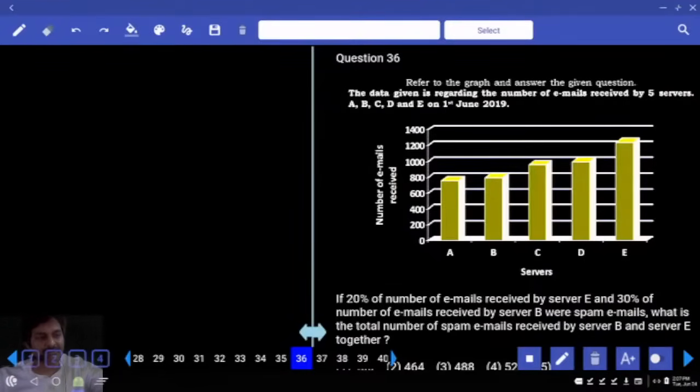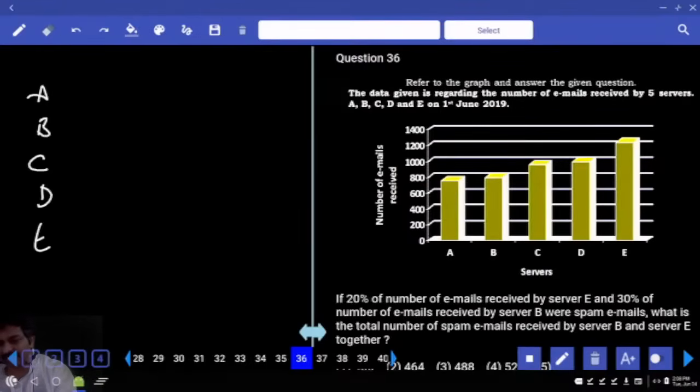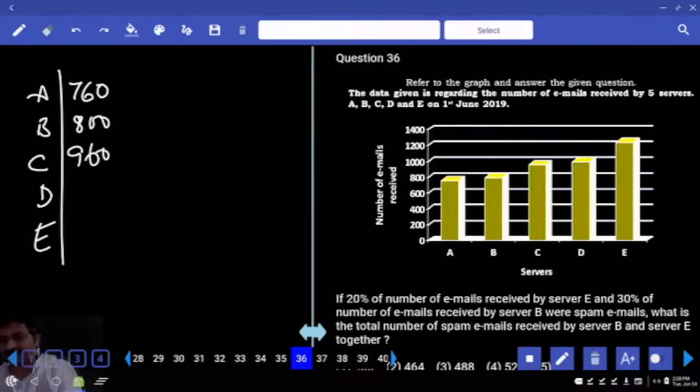Data given is regarding the number of emails received by 5 servers, A, B, C, D, E, on 1st June. We need the numbers for A, B, C, D, E. The first one is 760. Next one, 800, 960, 1000, 1240.